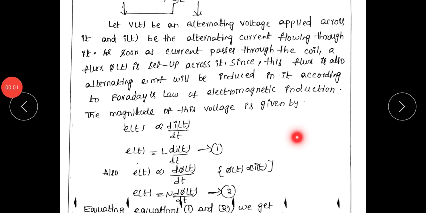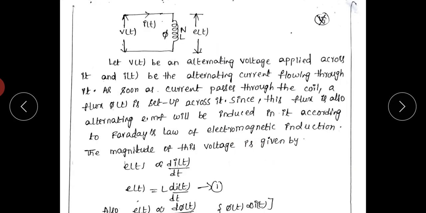Okay, now I would like to explain about the self-inductance, mutual inductance and the coefficient of coupling. So first one, self-inductance, it is represented by capital L. Units are henries. So let V of t be an alternating voltage applied across it.